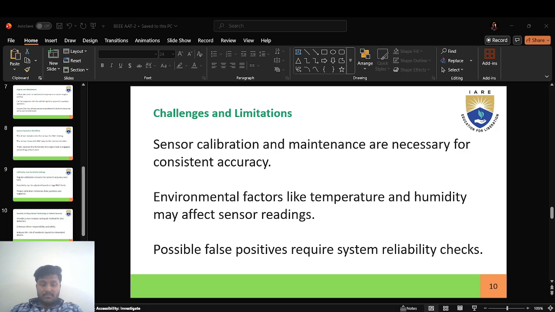Possible false positives require system reliability checks. Sometimes the sensor might show alcohol even when the driver hasn't consumed any. To prevent such mistakes, the system needs regular testing to make sure it always gives correct results and does not wrongly block the engine.